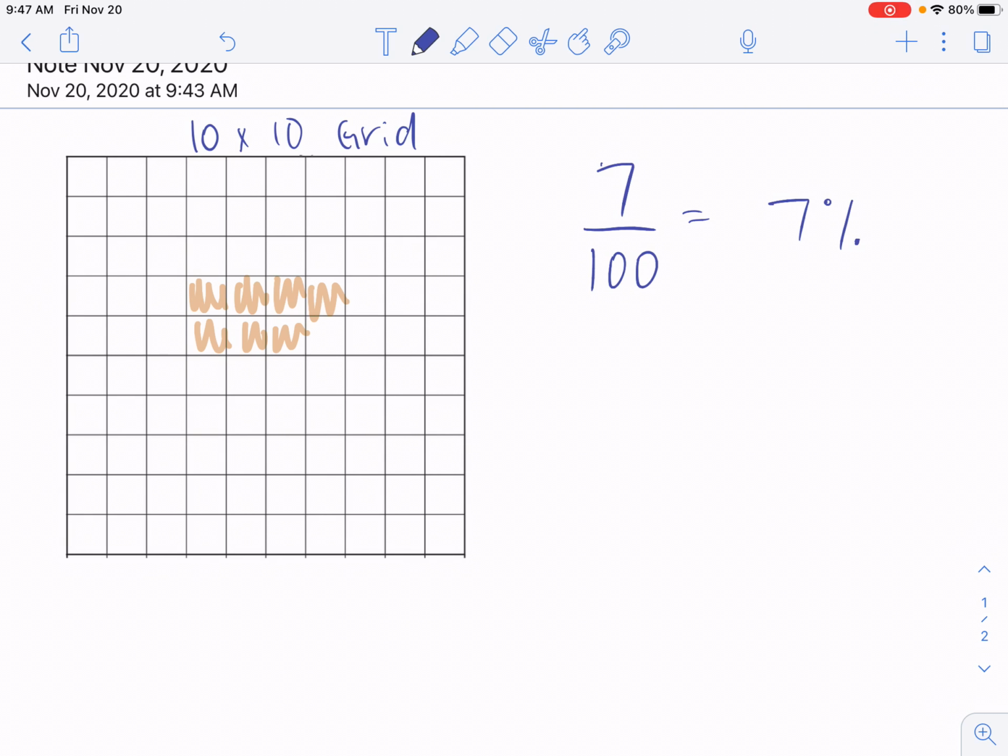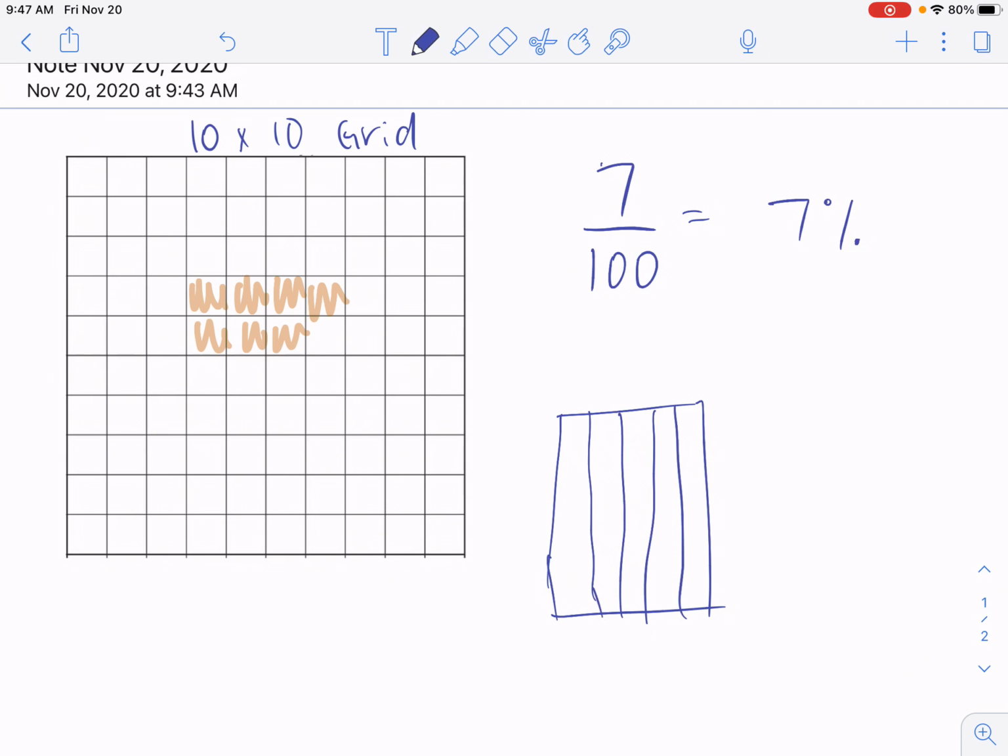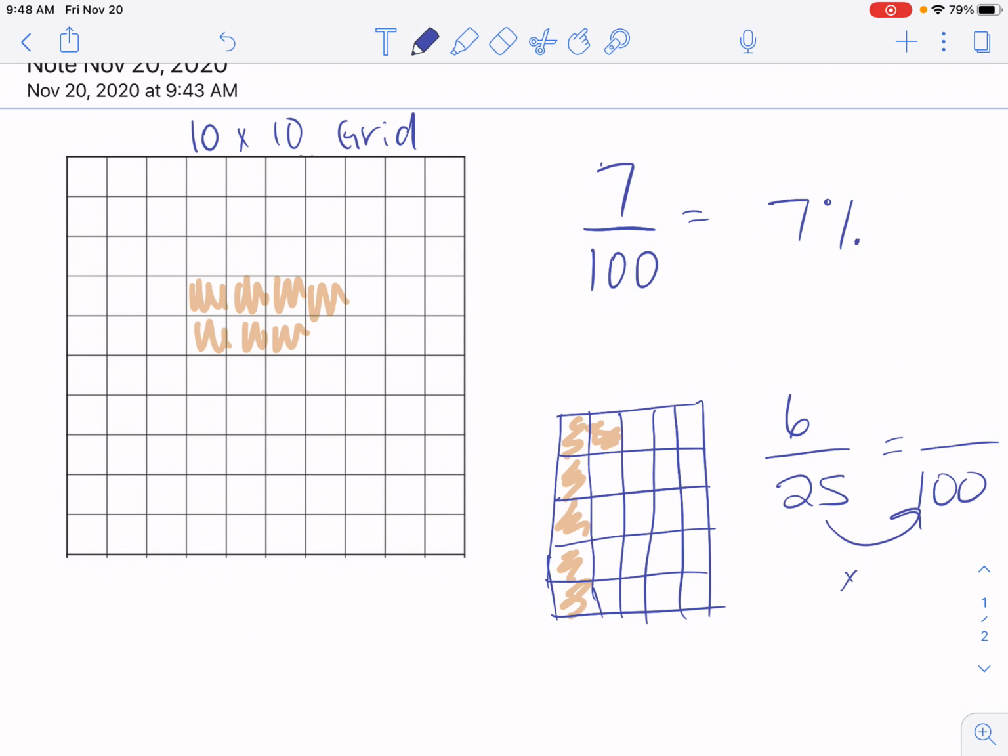Now, sometimes you have a grid that is not 10 by 10. Maybe you have 5 by 5. This is not cute, but you get the picture. So if you had 5 by 5, and you had 1, 2, 3, 4, 5, 6 colored in, a 5 by 5 grid means we have 25 total, and we have 6 out of 25 colored in. Now this is equivalent: if I multiplied 25 times 4 to get 100, I have to do the same thing up here. So this is equivalent to 24%.